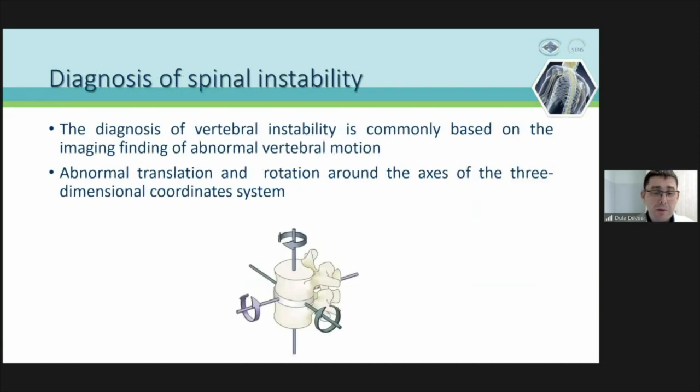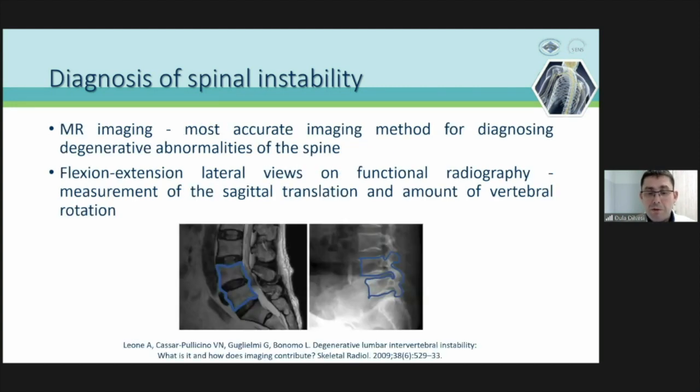The diagnosis of vertebral instability is commonly based on the imaging finding of abnormal vertebral motions. There may be abnormal translation and rotation around the axes of the three-dimensional coordinate system, as shown on the picture. MR imaging is generally considered to be the most accurate imaging method for diagnosing the degenerative abnormalities of the spine. However, flexion-extension lateral views of functional radiography allow measurement of the sagittal translation of a vertebra with respect to the underlying one and the amount of vertebral rotation in the sagittal plane.